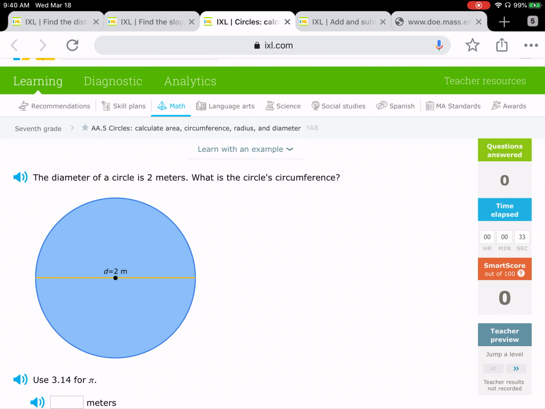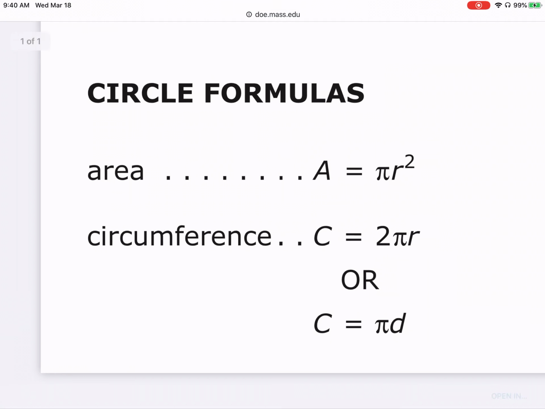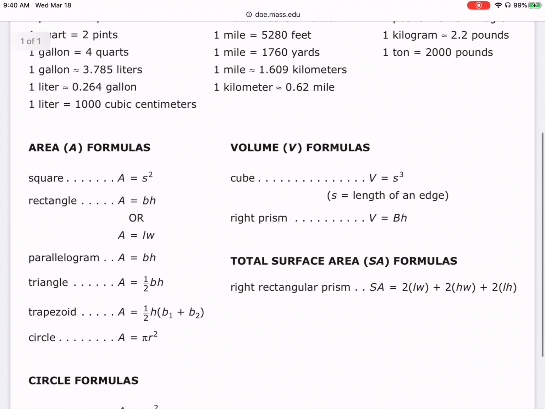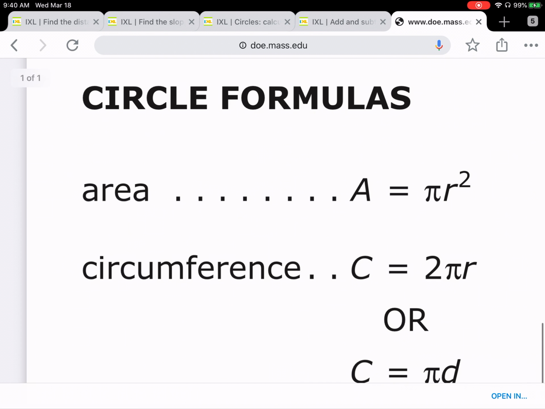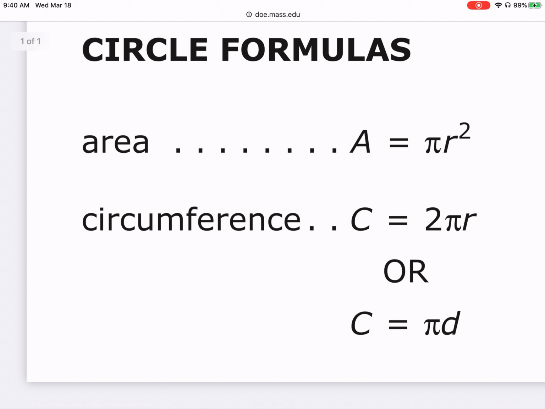So here's what I'm going to look at. On my formula sheet, this is on Classroom, on the bottom left, these are the only formulas you need, the circle formulas: area, and then two different ones for circumference. And we'll talk about that as they come up.